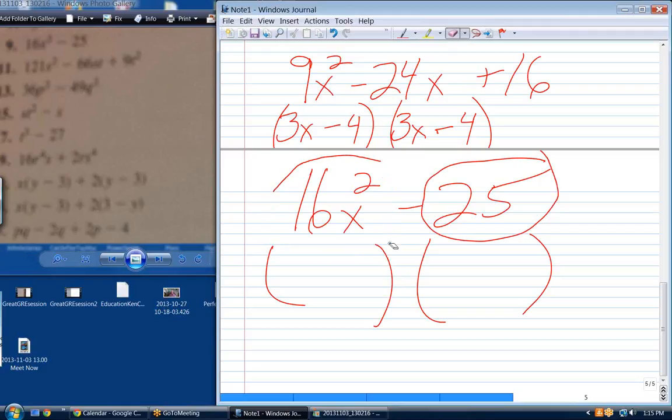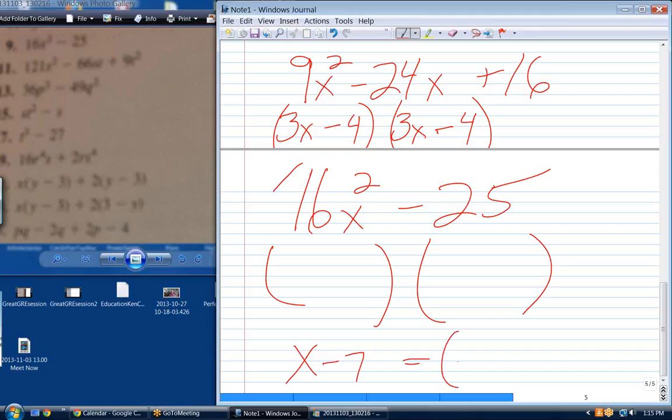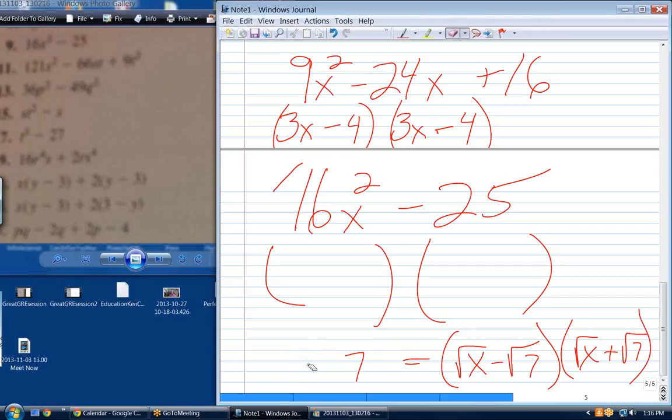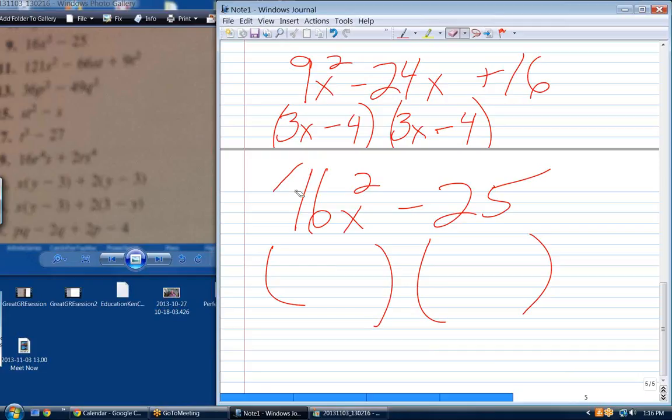In reality, it doesn't have to be perfect square. In other words, I can say, what does x minus 7 factor into? And guess what? That factors into square root of x minus square root of 7 times square root of x plus square root of 7. Get it? Okay. In other words, at higher math, it's difference of squares. At this math, it's always going to be difference of perfect squares. So what is this? 4x minus 5, 4x plus 5.